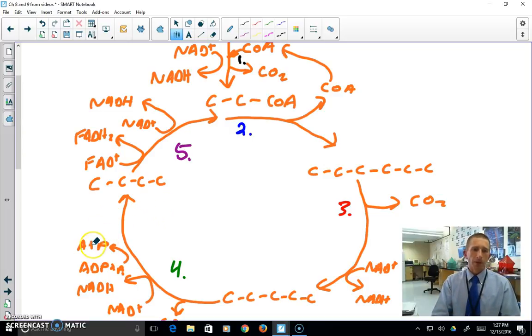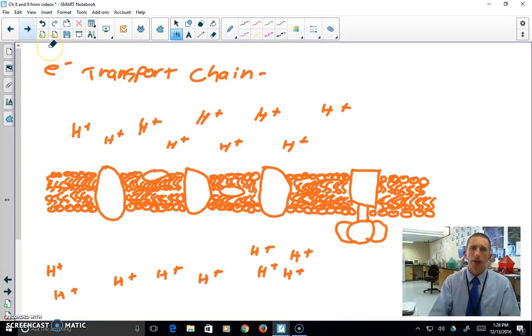So ATP, we have one of those, right? But then we have 4 NADHs and we have 1 FADH2. So we have 5 full baskets that we need to do something with. So the electron transport chain is why the cell makes those baskets. It's what those baskets do, or it's where those baskets go.